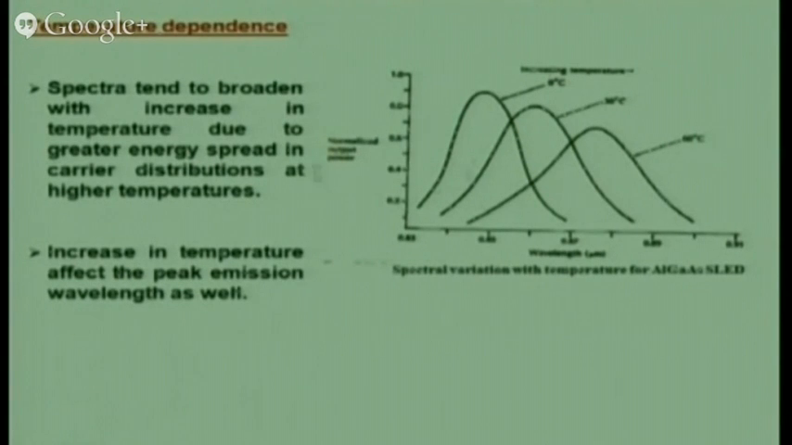So the output of the LED will keep on shifting because of the temperature dependence of the junctions, right? The spectra tend to broaden with the increase in temperature due to greater energy spread in carrier distribution at higher temperatures. Not only this, the peak decreases, but it broadens and shifts to the higher wavelength. Increase in temperature affects the peak emission wavelength as well.